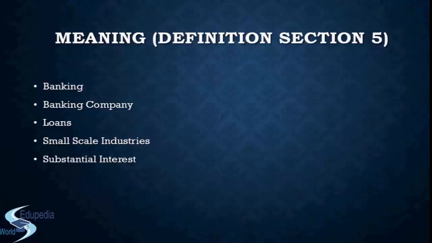Moving ahead, we have the small scale industries. Now, small scale industries have been given a bandwidth. They have been given a ceiling and a limit below which, if you fall below that limit, you are a small scale industry. If you cross the limit, if you cross the boundary line, you are a large scale industry. Now, what is that limit?